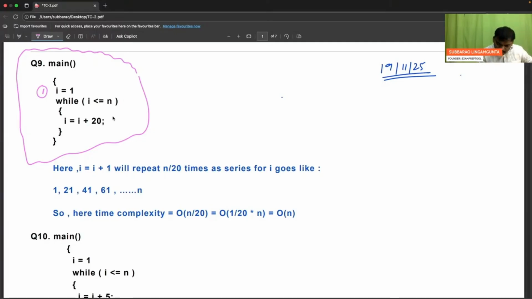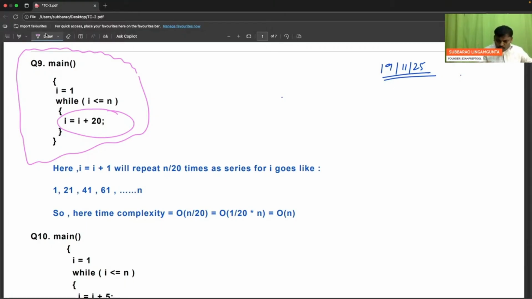So can you see this one? Inside this loop only one statement is there, that is also okay. First remember, time complexity means loops only. Small statements, don't bother. Time complexity means loop only. Okay, loop is there? Yeah. Now we will see the time complexity.